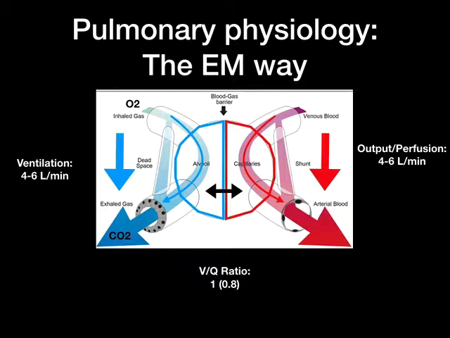Now, in reality, our actual ventilation perfusion ratio is about 0.8, with a little more perfusion than ventilation. But for the purposes of this lecture, we can just think about it as 1, and both of them being about equal.